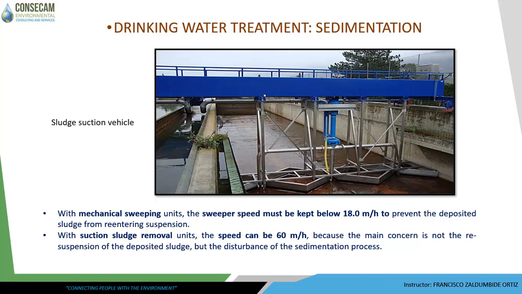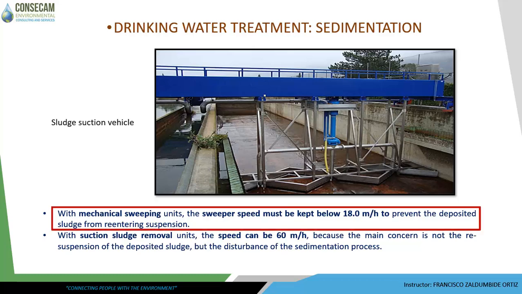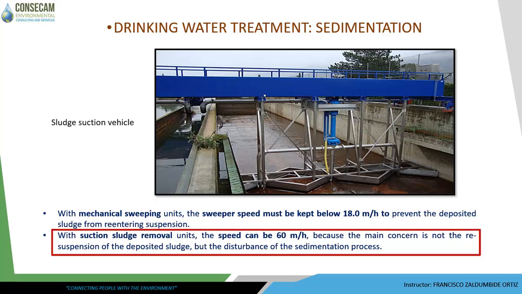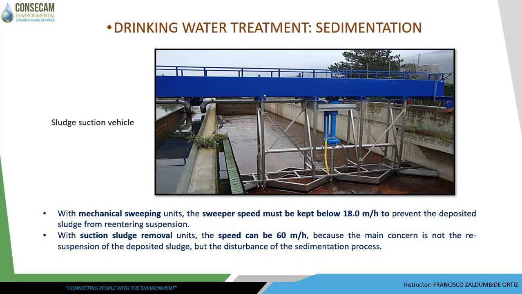When using mechanical sweeping units, the speed of the sweeper should be kept below 18 meters per hour to prevent the deposited sludge from being resuspended. In the case of suction sludge removal units, the speed may be 60 meters per hour, since the main objective is not that the deposited sludge is resuspended, but that the settling process is not disturbed.